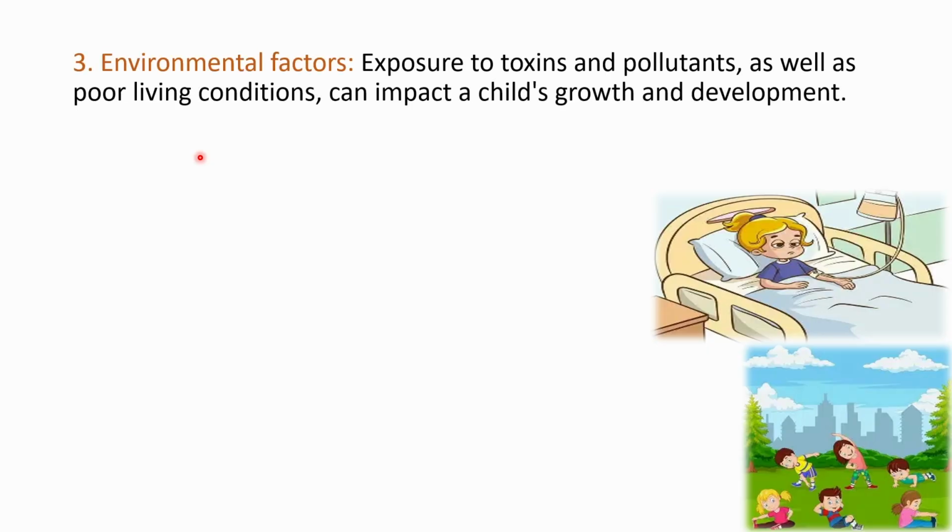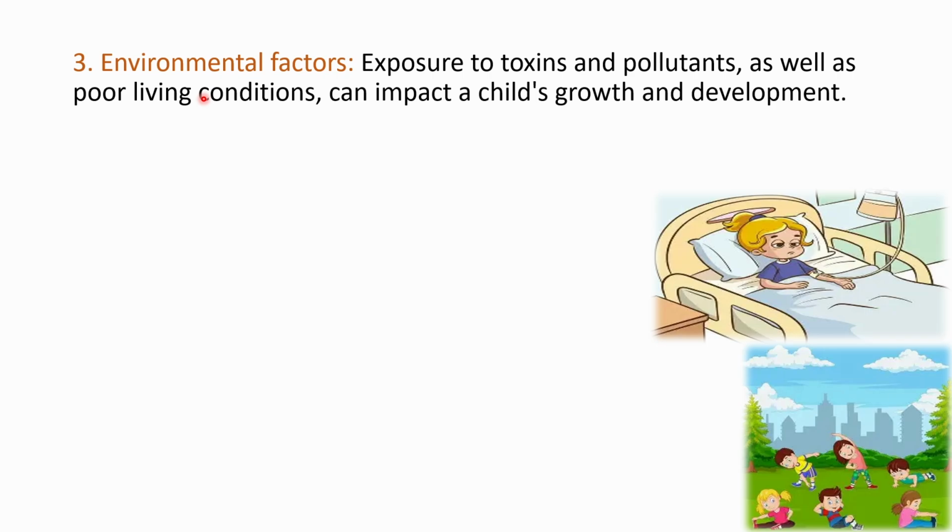Now let's move to the third factor, which is environmental factors. The environment where a child grows up can also affect their growth and development. If a child is exposed to pollution, harmful chemicals, or toxins, it can negatively affect their health. Poor living conditions such as lack of clean water, poor sanitation, overcrowding, and pollution can also slow down a child's normal growth and development. So a clean, safe, and healthy environment is very important for children to grow properly.